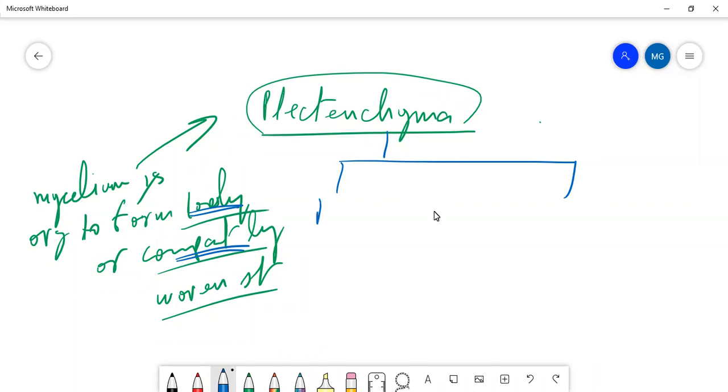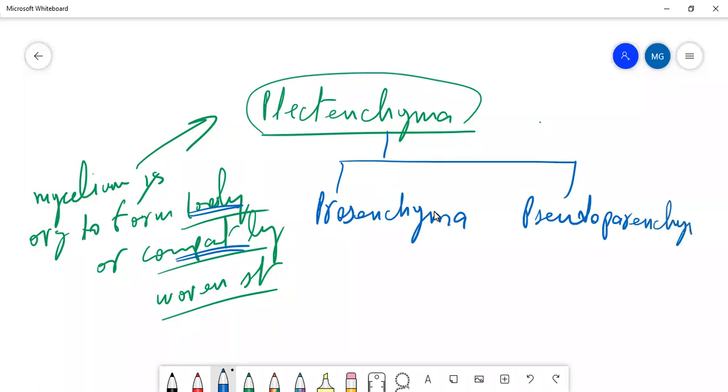One is called prosenchyma, and the second is called pseudoparenchyma. So two types of plectenchyma we have. One is prosenchyma, one is pseudoparenchyma.